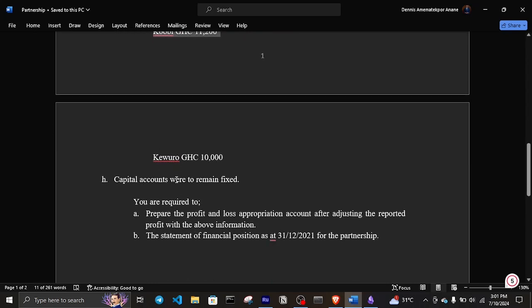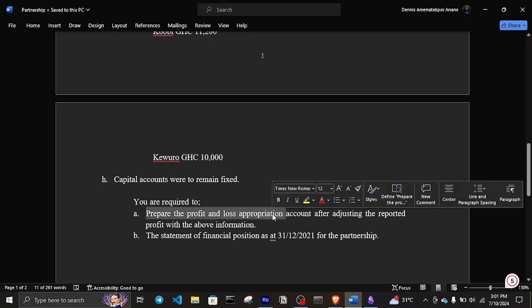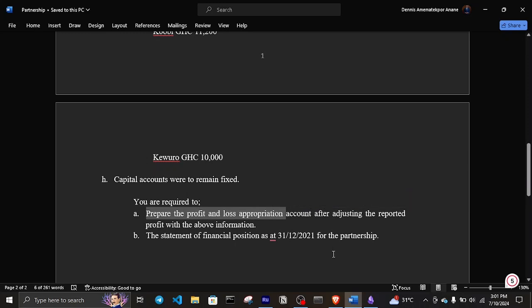All right. So now that we have a clear understanding of the entries that were not made in the books, we can go ahead and prepare the profit and loss appropriation account using the information we have and the knowledge we have now. So let's go there.